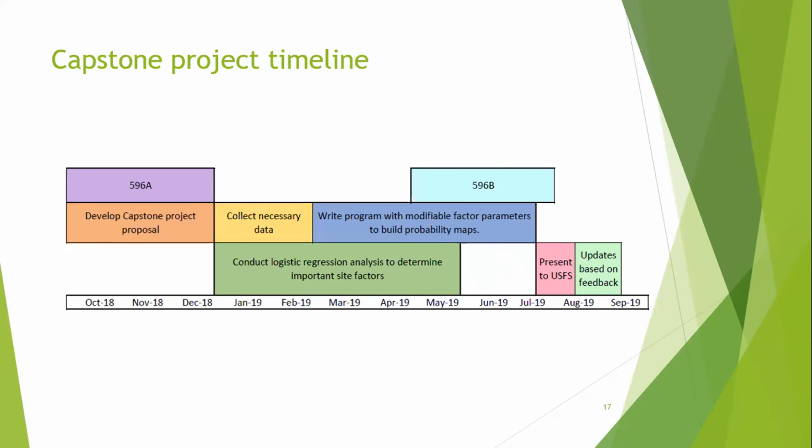And then once I make some progress with my logistic regression analysis, then I'll start working on the Python program kind of on the side in the background. And that should overlap with 596B that I'm planning to take next summer, present to the Forest Service by the end of the summer, make some updates based on the feedback that will very possibly extend past 596B. And actually the writing of the program, that's in that dark blue, that very well may extend past 596B as well. I probably should have made that bar longer. But that's kind of my expectation for my timeline.